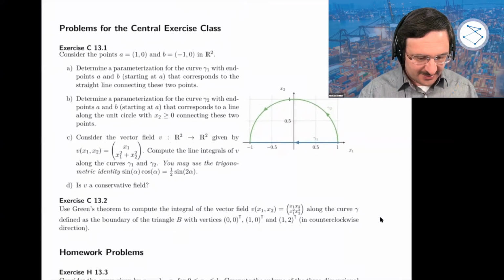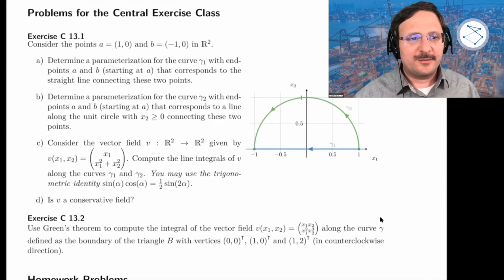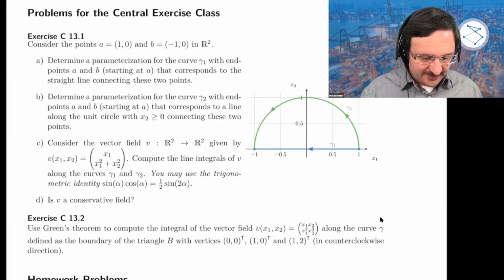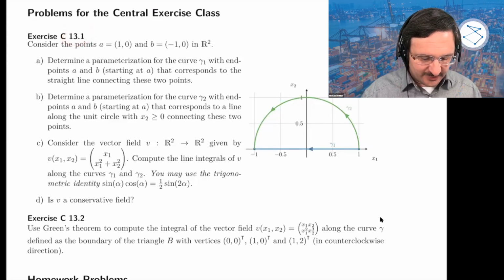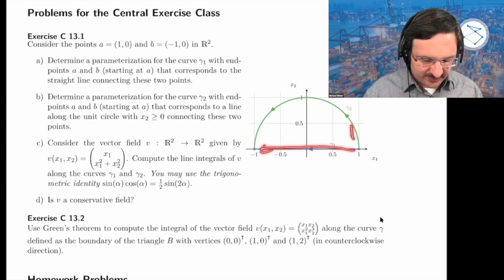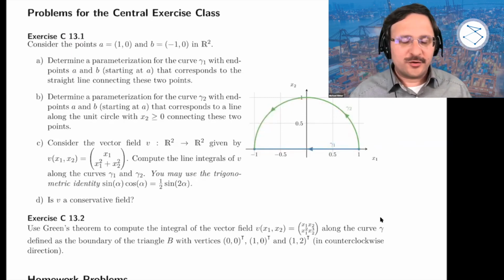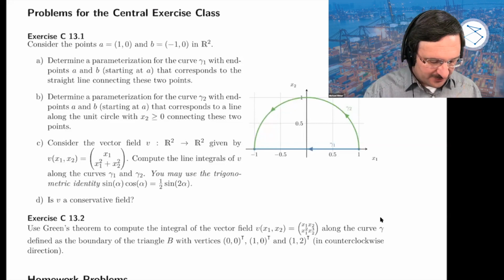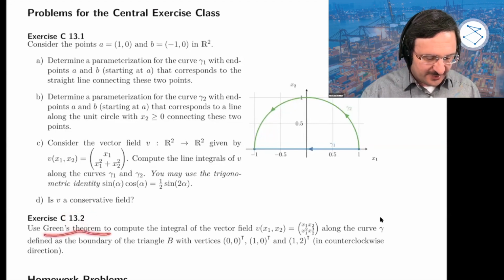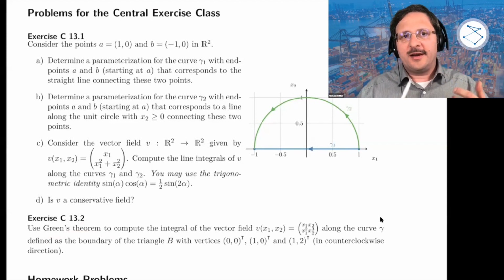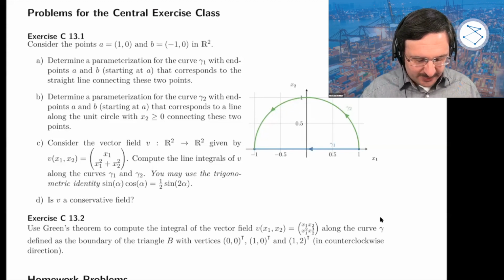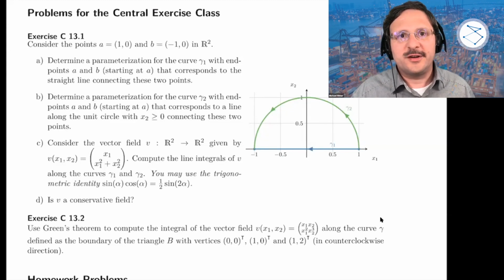So we'll be discussing sheet number 13 today. And sheet number 13 is about line integrals over vector fields. The first problem, C13.1, is concerned with a vector field over different lines, this one and this one, and we will compute the integral over those. And the second problem, C13.2, is concerned with Green's theorem. That provides a kind of connection between volume integrals and line integrals in vector fields. And we're going to see an example for how we can use this connection here.